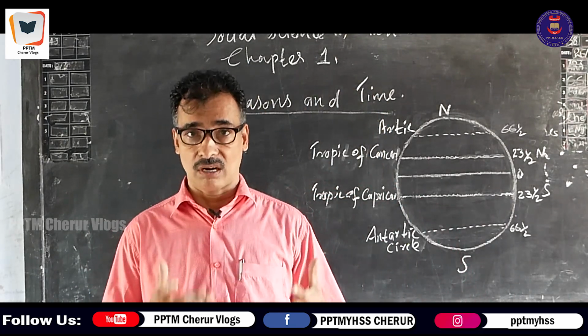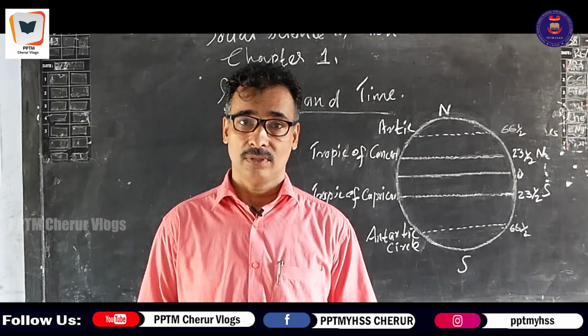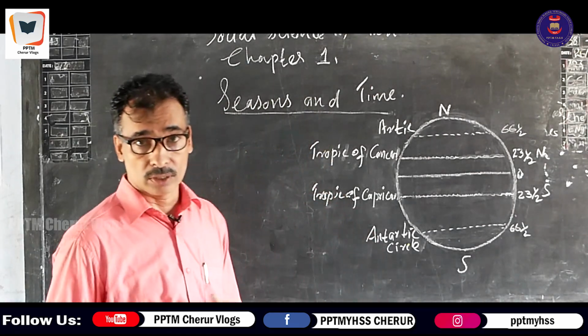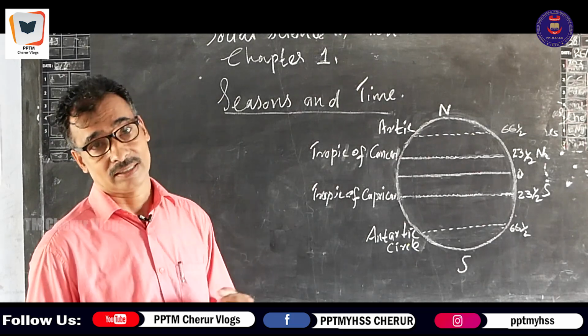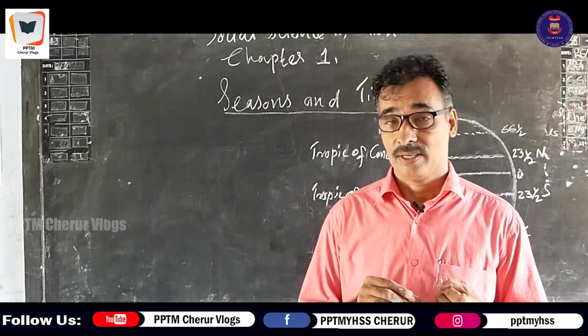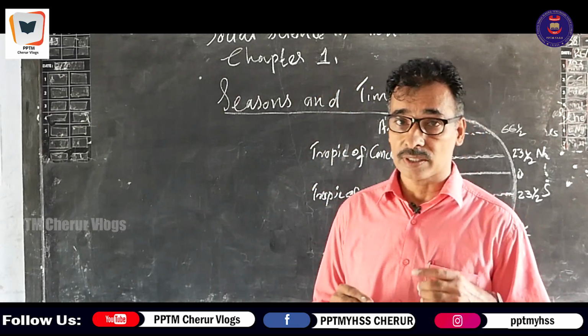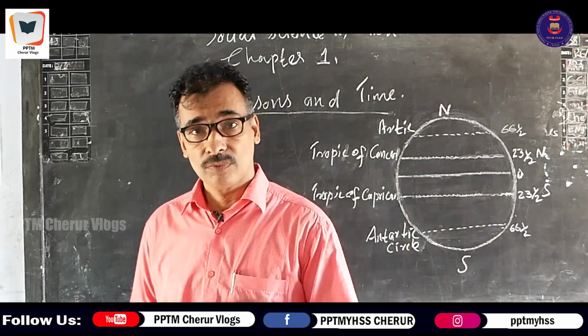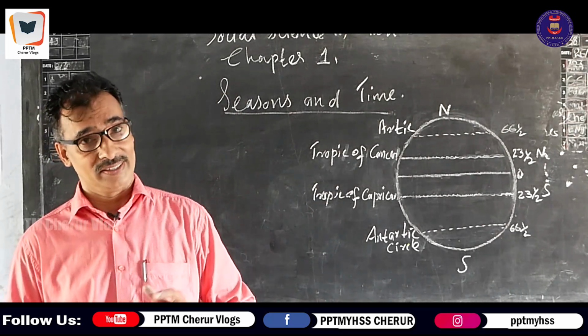Why do these changes occur? Because of three reasons. The first one, revolution of the earth. Second one, tilt of the earth's axis. And third one, apparent movement of the sun. We will look into each one of these in detail.